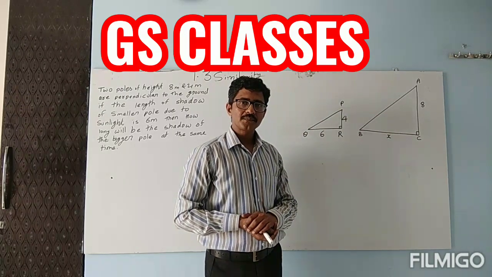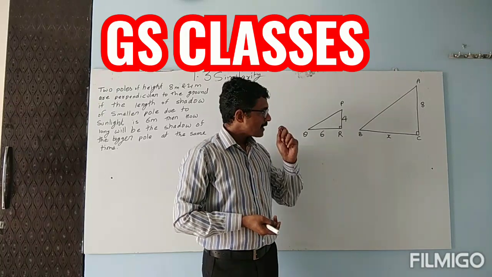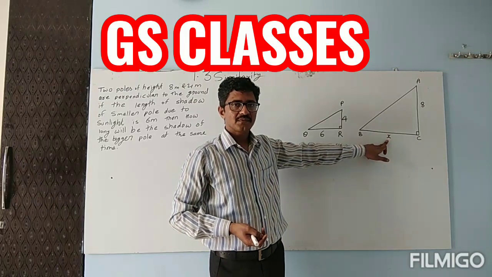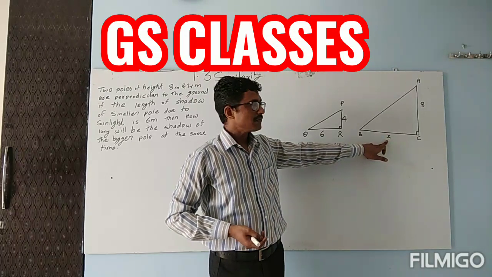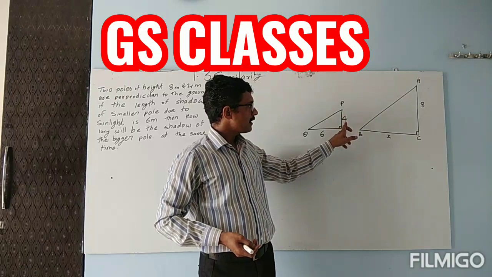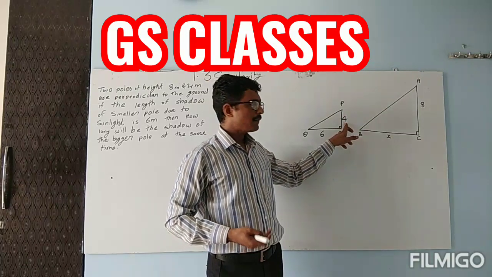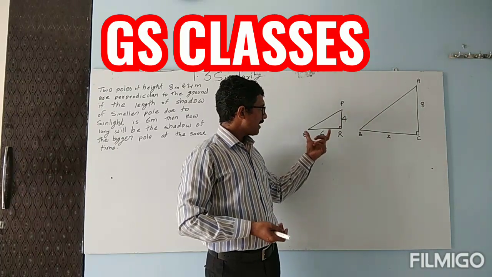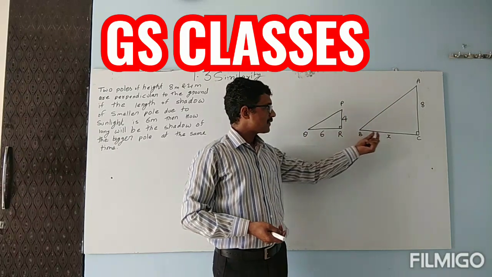Now children, they are asking us the value of x, and they have informed that the length of this pole is 4 meters maybe, and this one is 8. The value for this one is 6, and this one they are asking.